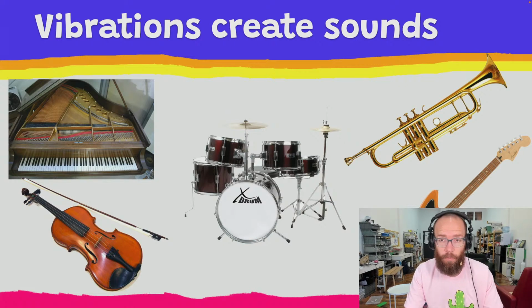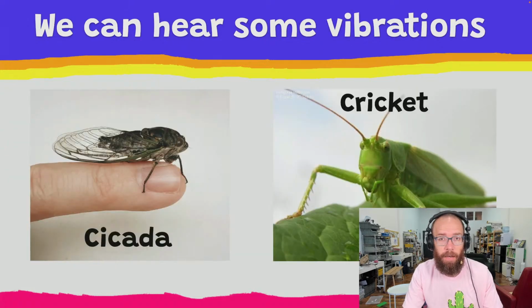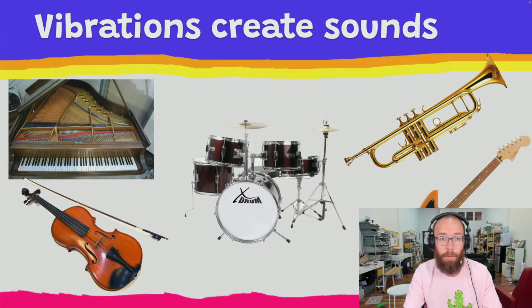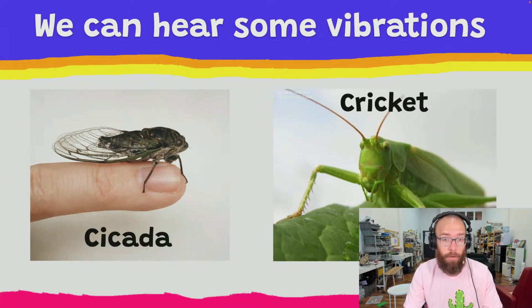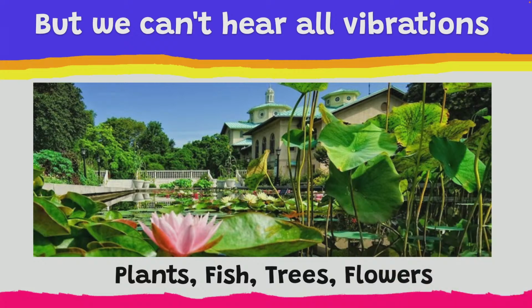We're going to go back to a little bit more of the science side of things. So vibrations create sounds. Here are some different musical instruments that focus on vibrations. We can also hear some vibrations. We can hear cicadas, we can hear crickets. They're vibrating their legs, rubbing them together to make their sounds, and they can be pretty loud. But nature actually makes quite a bit of sound that we don't hear.